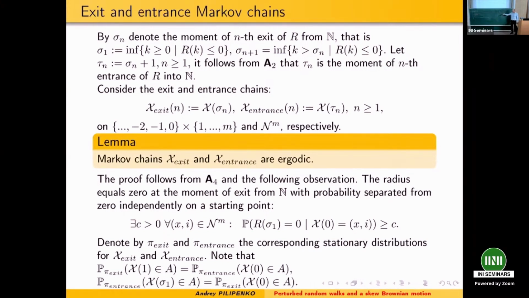And let's consider our Markov chain only at this point, this point, at the exit moments. I will call this the exit Markov chain, the embedded exit Markov chain, and this is the entrance Markov chain. And these Markov chains are ergodic. There are a lot of specialists in this room who studied entrance and exit random walks.